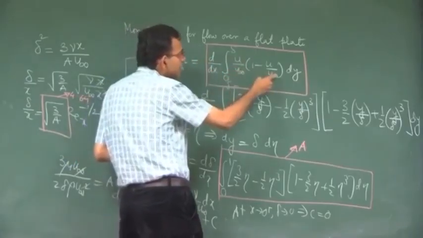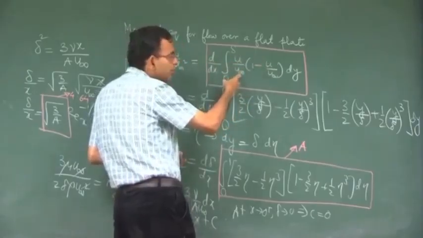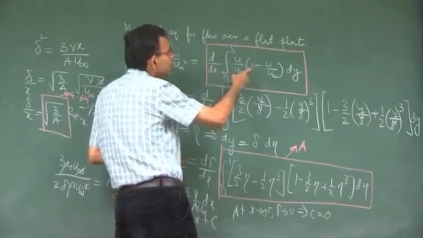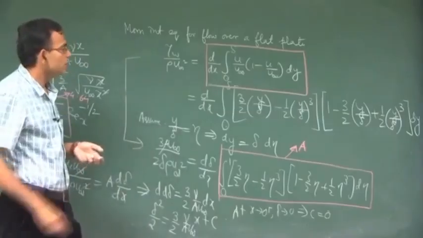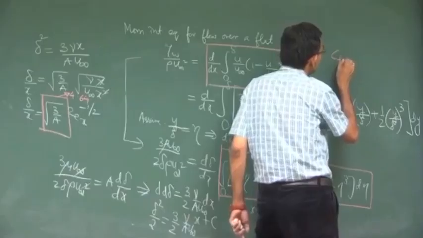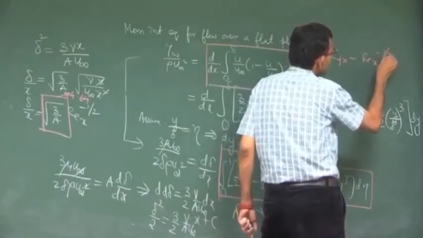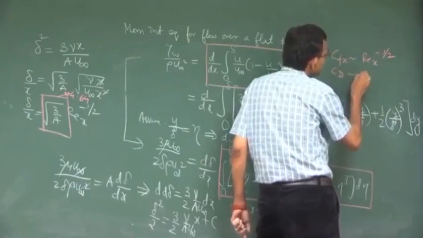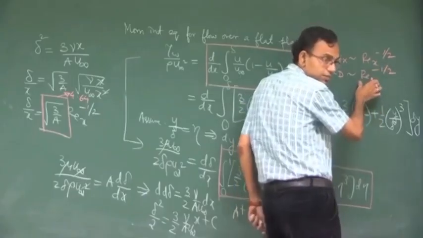So if you integrate this, and now you know u by u infinity as a function of y and x, you can put here and integrate, you will get the dependence on Reynolds number. So typically you will see that Cfx scales with Reynolds number to the power minus half locally, and CD scales with Reynolds number to the power minus half based on the length L.